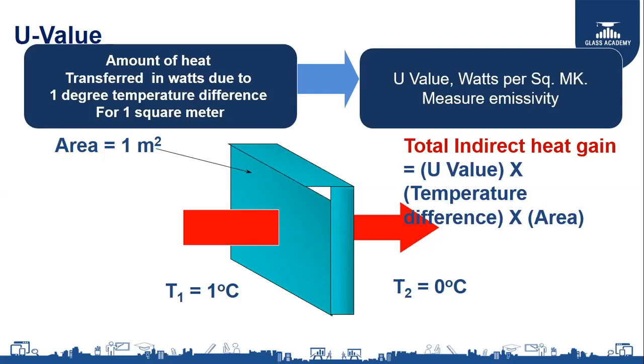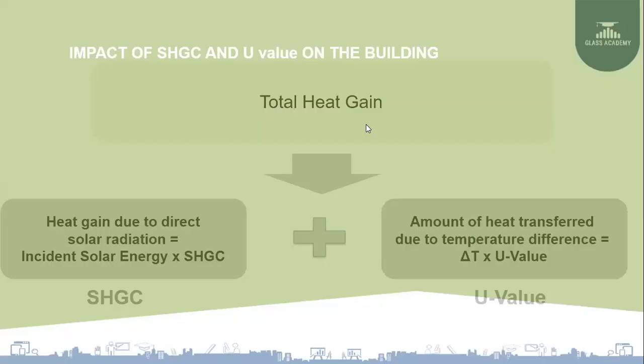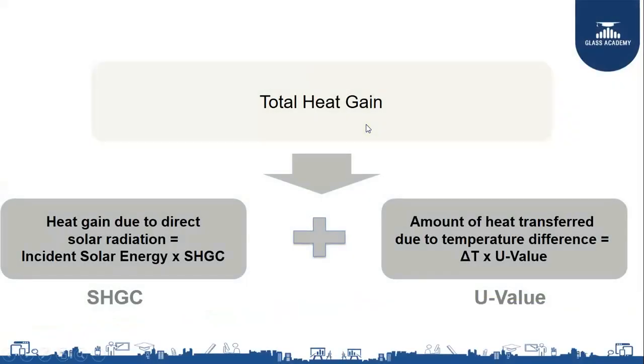How to reduce solar factor? It is by different types of coating on different tints. So that is how we can reduce the solar factor and the U value. Why do you want to reduce the solar factor and U value? So let us see the impact of solar factor and U value. I told you during the solar factor slide that it is a direct heat gain, and the U value is like an indirect heat gain.